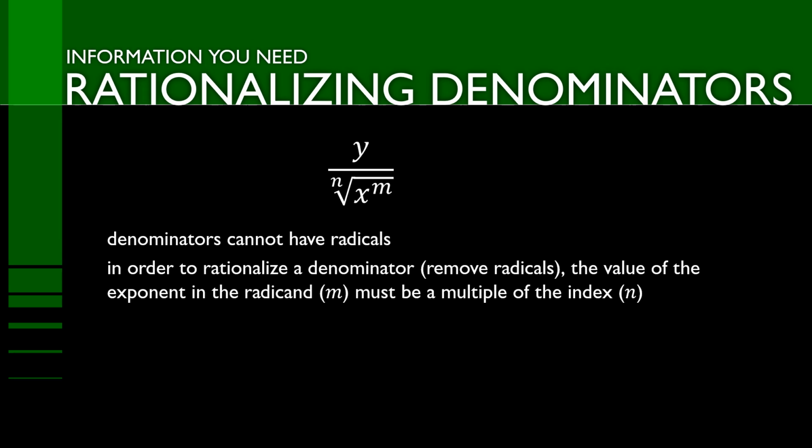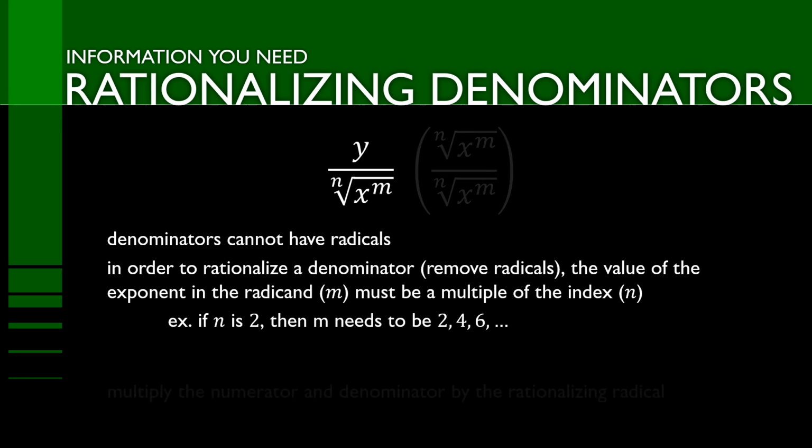If we're looking at 4 as our index, then the exponents would have to be 4, 8, 12, 16. Now they don't all have to be the same exponent. Each one just has to be a multiple of the index. So then what you're going to do is multiply the numerator and the denominator by the rationalizing radical.